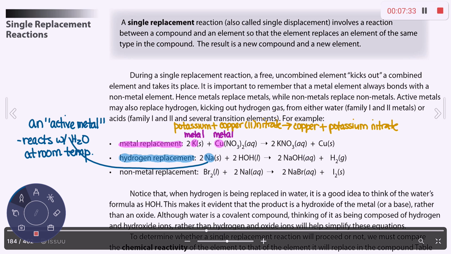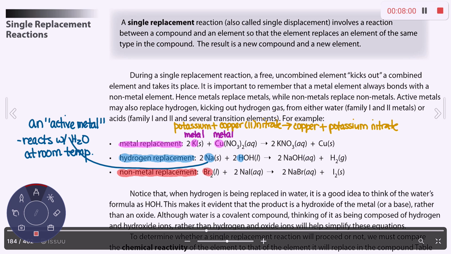Okay, what happens is it will replace the hydrogen in the water. So you want to think of water as hydrogen hydroxide. When that happens, the sodium and the hydrogen switch, and you form sodium hydroxide and hydrogen gas. So you will see bubbles when something like this happens. Then we've got something called non-metal replacement.